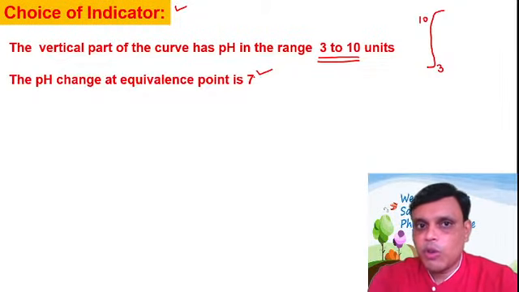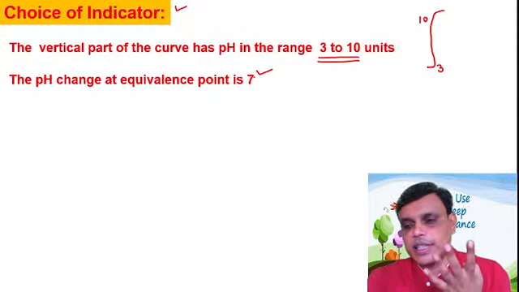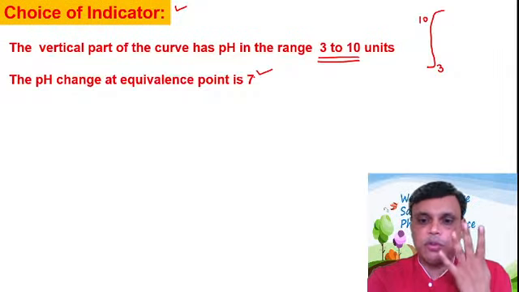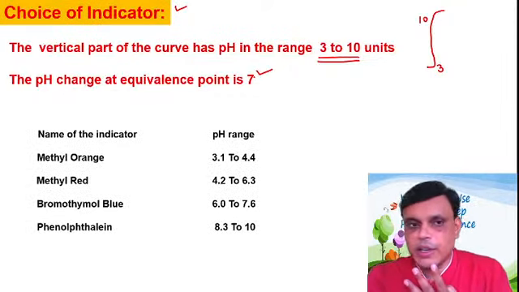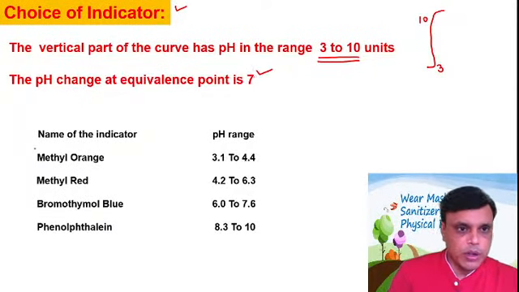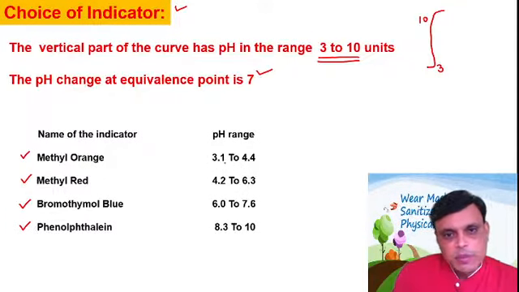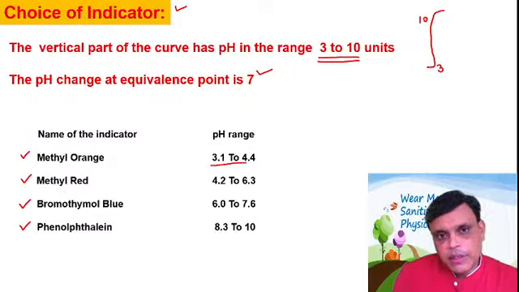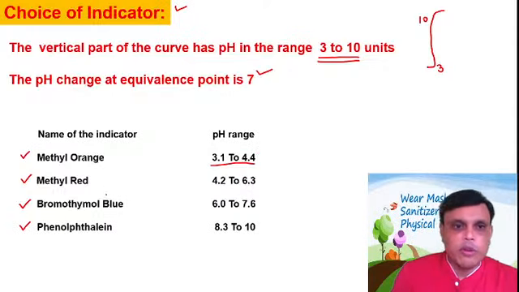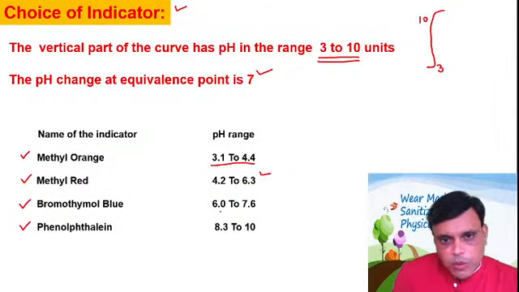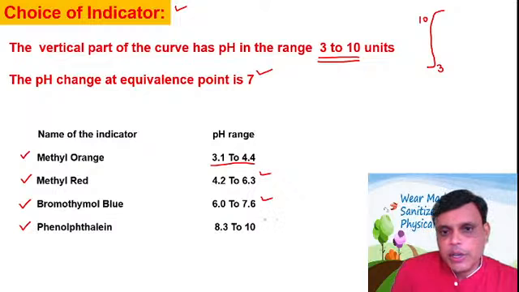Now there are 4 suitable indicators for this titration. Which 4 suitable indicators do we have? Methyl orange, methyl red, bromothymol blue, and phenolphthalein, and their pH ranges are also given. Methyl orange has a pH range of 3.1 to 4.4. Methyl red has 4.2 to 6.3. Bromothymol blue has 6.0 to 7.6, and phenolphthalein has 8.3 to 10.